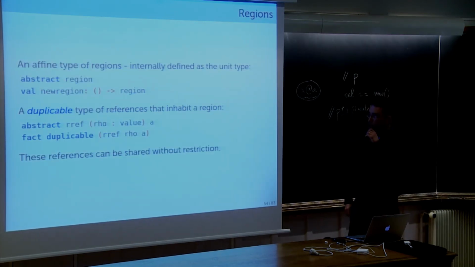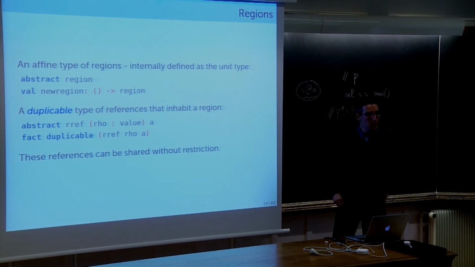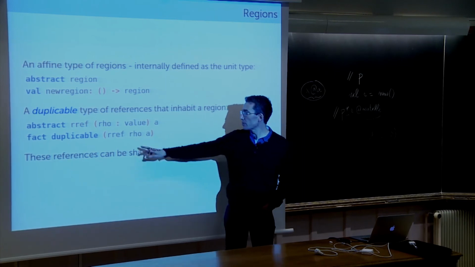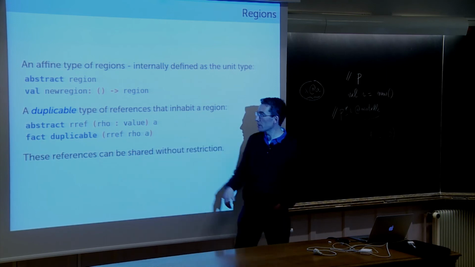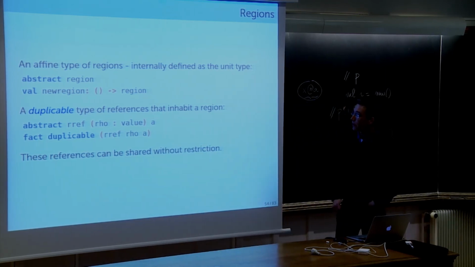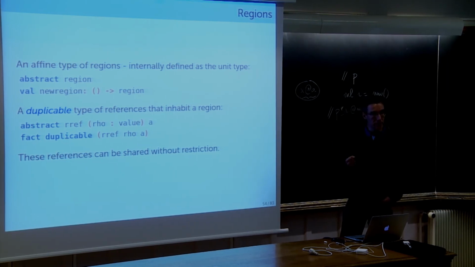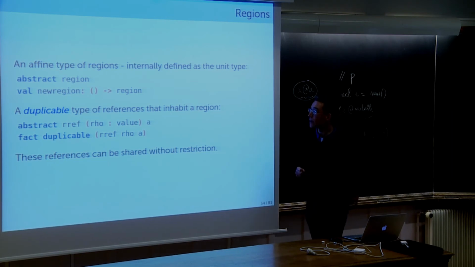So regions can be defined using nesting. And they are very much like what you have in Haskell when you use the ST monad. So you may know that there is a type which looks like this in Haskell. It's a type of a reference that inhabits region rho and contains a value of type A. And a region, it's just a name, actually. It doesn't have to exist at runtime at all. It's just a name for a group of references.